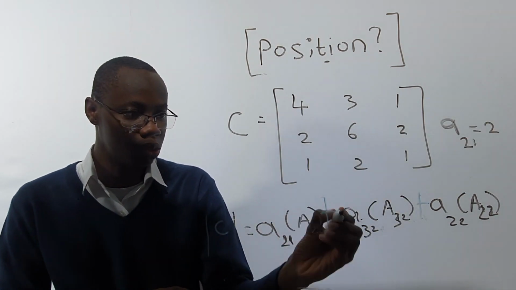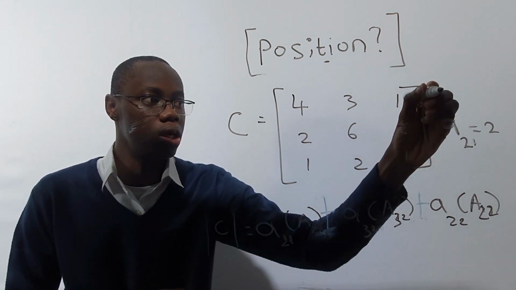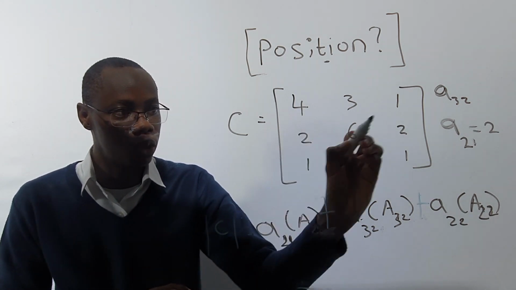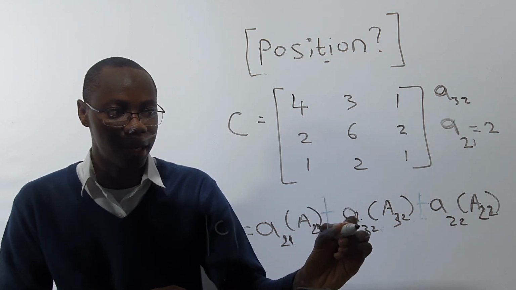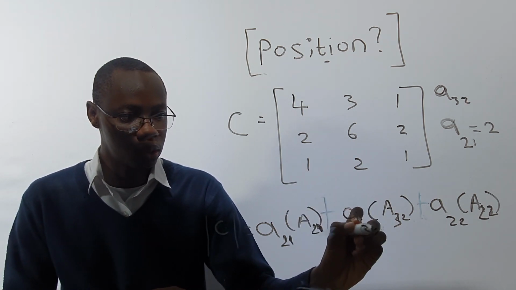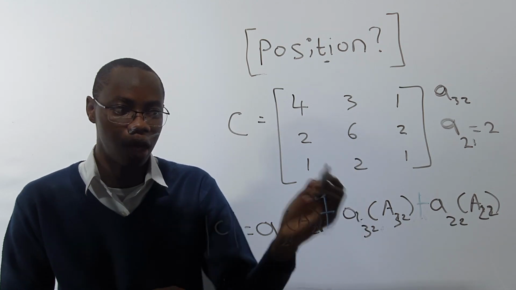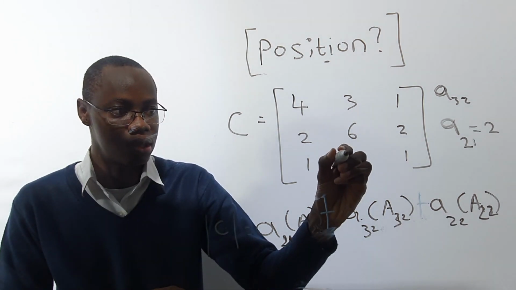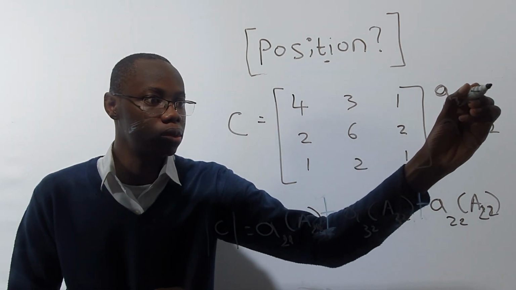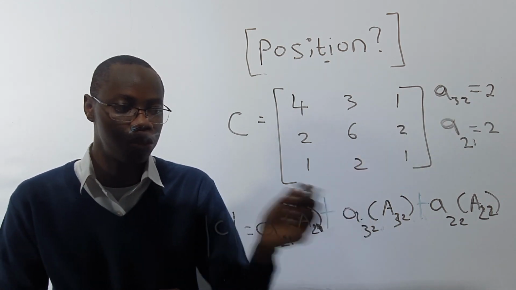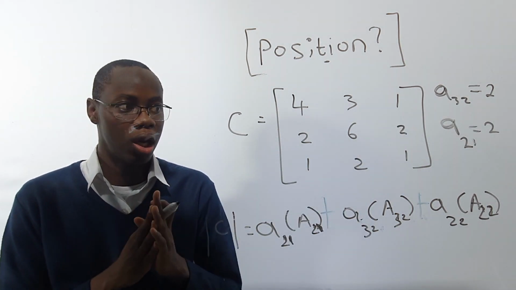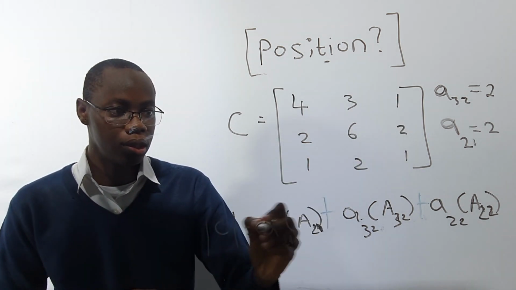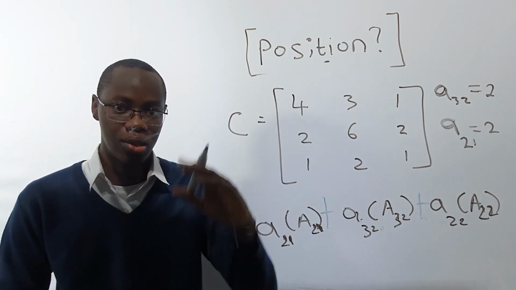Let's try another one. What about a 3 2? That would be the third row, 1, 2, 3, and the second column, 1, 2. So they are referring to this element exactly, this 2 here, which is equal to 2. You can see you have 2 of them too, but which 2 are we referring to? I'm sure by now you can appreciate the coordinates of the position. It's very, very simple, and all we're doing is representing them by their position.